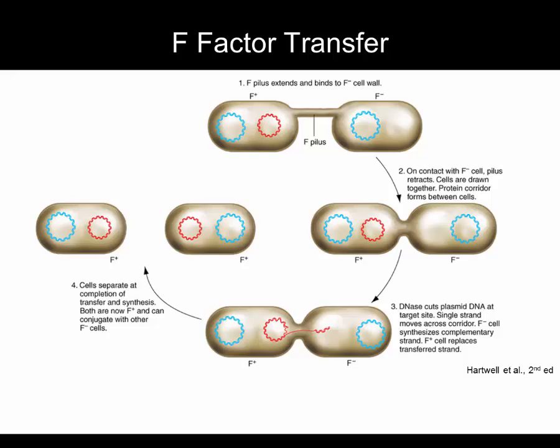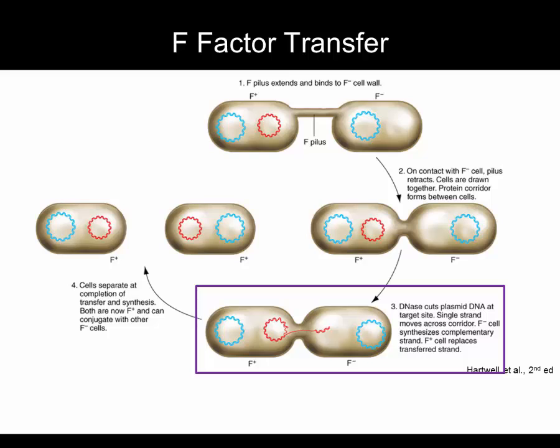The genes required for conjugation are encoded on a plasmid called the fertility factor, or just F factor. Its discovery was one of the major accomplishments of Esther Lederberg. A donor cell containing the F factor is called an F+ cell, while a recipient lacking the plasmid is called an F- cell. When an F+ cell encounters an F- cell, the donor extends a structure called an F pilus that binds to the cell wall of the recipient. The pilus retracts, drawing the two cells together, and the donor and recipient become linked by a protein corridor.